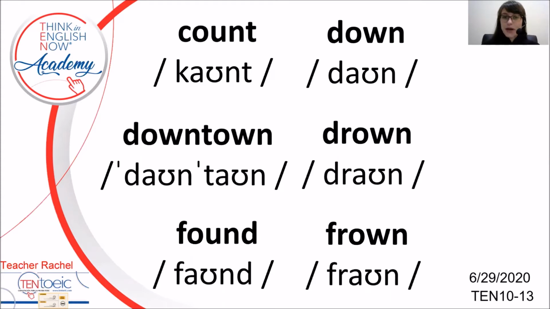Down. This is a direction. For example, up, down. So we can use it when we describe maybe in our house. I have to go down the steps to go to the kitchen. So down, up.